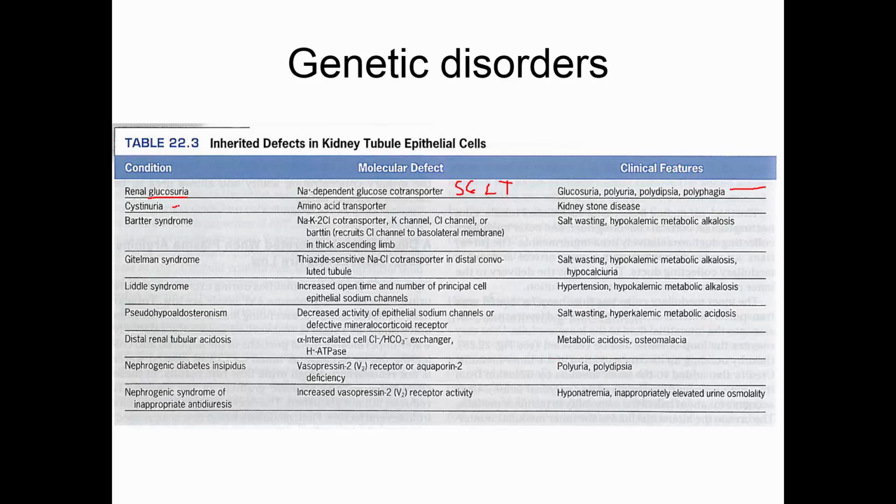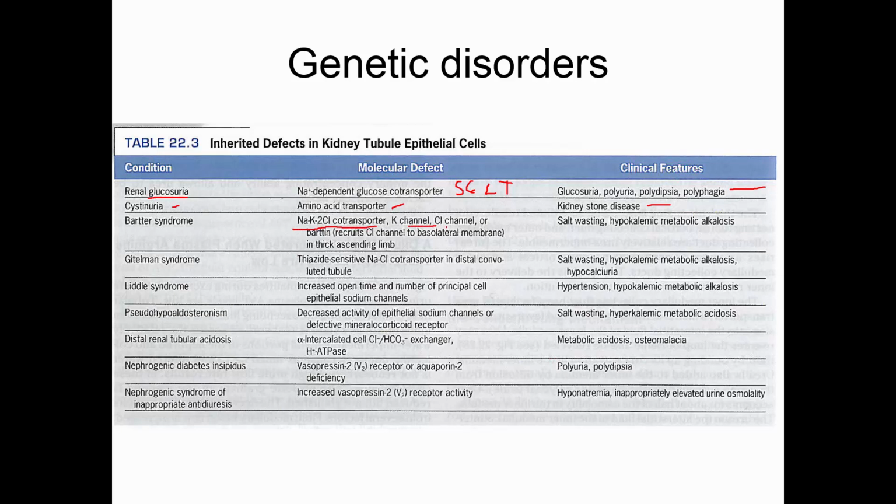Cystinuria is a genetic condition in an amino acid transporter, and if you're not reabsorbing these amino acids, they're building up in the filtrate, causing a precipitate, and that can contribute to a kind of kidney stone. Bartter syndrome, I don't expect you to memorize that name, but that's the problem in the loop transporter. That's the sodium potassium 2-chloride cotransporter.